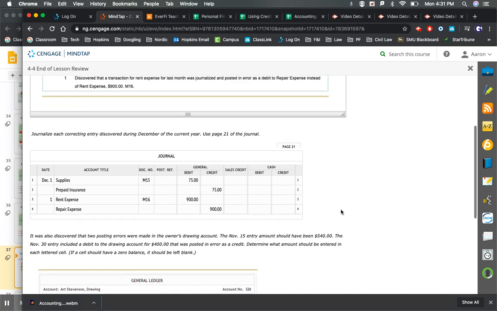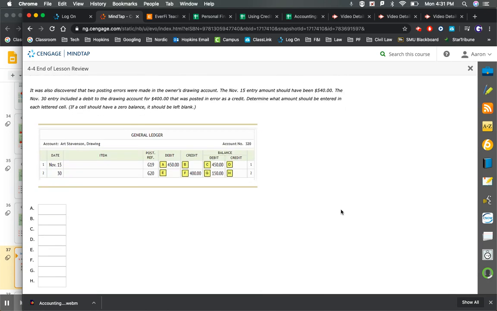All set there. So moving down, this next one, it was also discovered that there were 2 posting errors. So here we were talking about making journal entries in correction. Now we're going to talk about how to fix posting errors when you've posted them to a general ledger in the Art Stevenson drawing account.